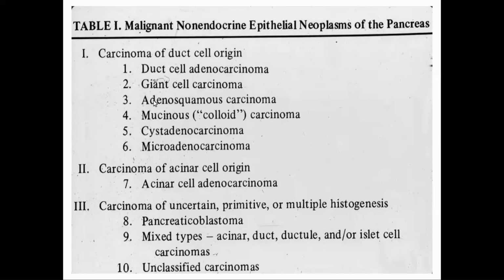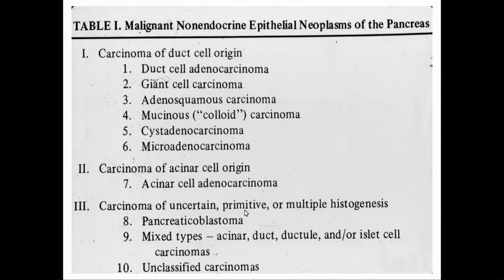These are ductal cell adenocarcinoma, like acinar cell adenocarcinoma. Then giant cell carcinoma, when they form giant cells. Adenosquamous carcinoma, when there is a gland as well as squamous epithelium. Colloid carcinoma, usually with a lot of mucin production. Cystadenocarcinoma, when there is formation of cysts as well as glands. And microadenocarcinoma, which has very small glands, ducts. So these are various types of carcinoma of ductal cell origin, and then acinar cell carcinoma. So there are 6 types of ductal cell carcinoma: ductal cell adenocarcinoma, giant cell carcinoma, adenosquamous, mucinous, cystadenocarcinoma, and microadenocarcinoma.